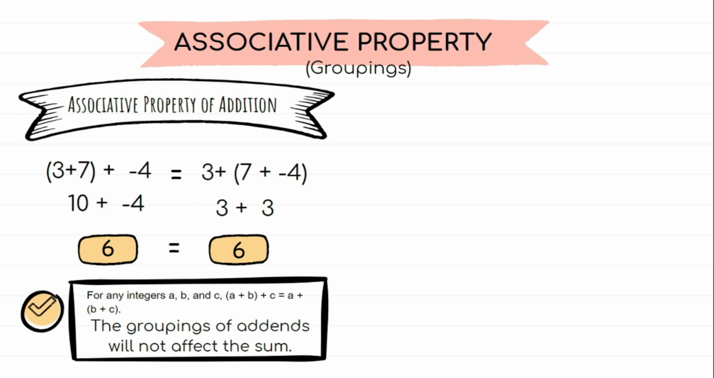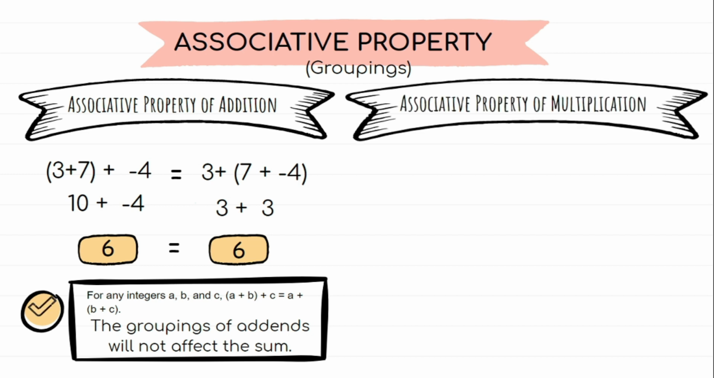So, ibig sabihin, in associative property of multiplication ay ganun din. So, for example, we have here 4 times 5 times 7. So, unahin natin yung nasa loob ng parenthesis, yung ginroup na 4 and 5.